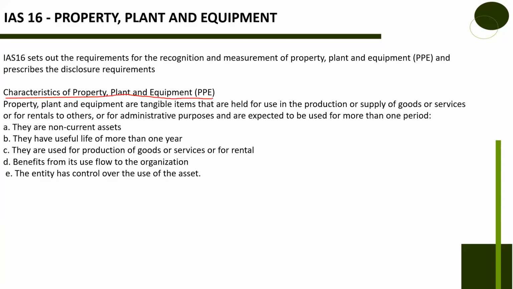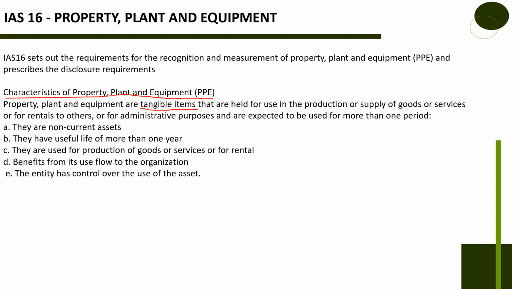So we're looking at the characteristics first. So number one is that they are what? They are tangible items. So an example of property, plant, and equipment, number one would be something like your land, land and building, the building on it, it's tangible. And they are used for what? In the production or supply of goods or services. Or you also use it for what? For rentals or for administrative purposes, and are expected to be used for more than one period.